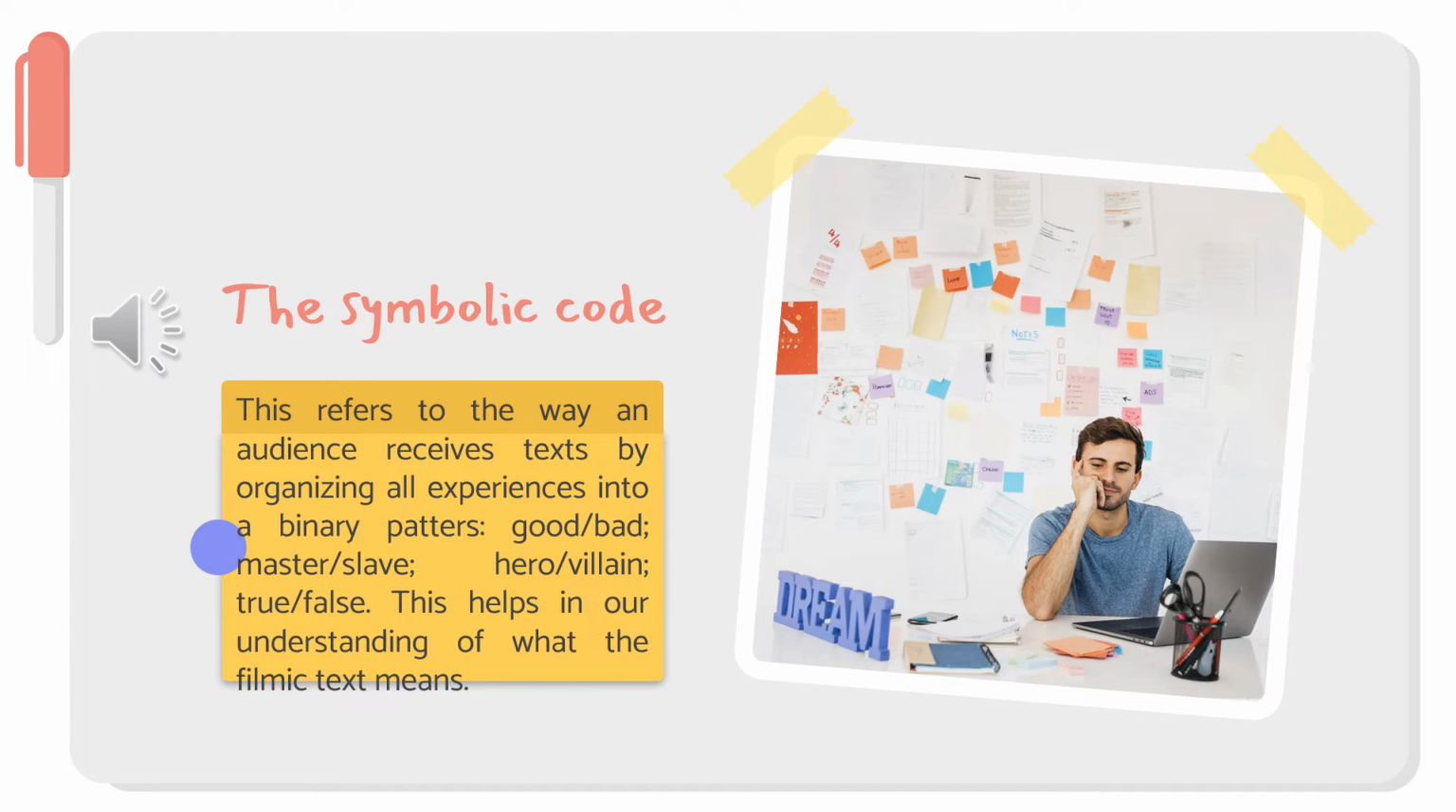The Symbolic Code. This refers to the way an audience receives text by organizing all experiences into binary patterns: good or bad, master or slave, hero or villain, true or false. This helps in our understanding of what the filmic text means.